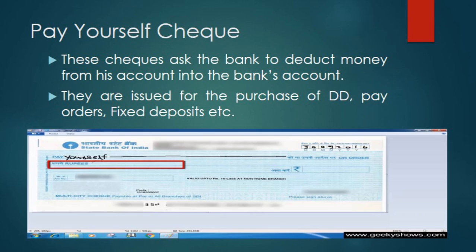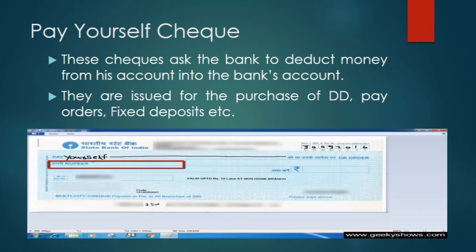And the last type of check that we are going to study in this session is pay yourself check. These are the checks asking the bank to deduct money from his account into the bank's own account. They are issued for the purchase of demand draft, pay orders, fixed deposit account, etc. So these checks ask the bank to deduct money from his account into the bank's account.